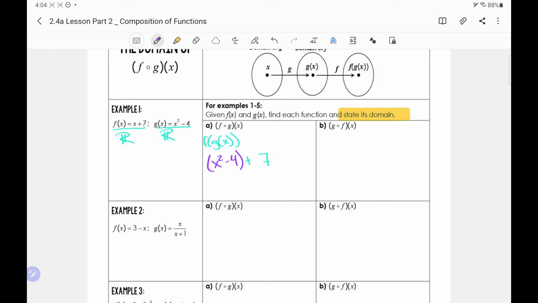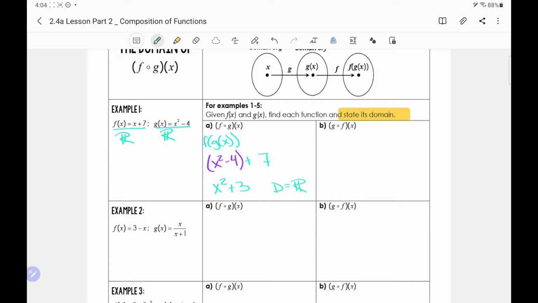Because there isn't any multiplication or distribution that needs to be done, I can go ahead and simplify this. I've got x squared minus 4 plus 7. So my x squared stays the same. What's negative 4 plus 7? It's just plus 3. This is our final answer. And then what we know is the domain is all real numbers.